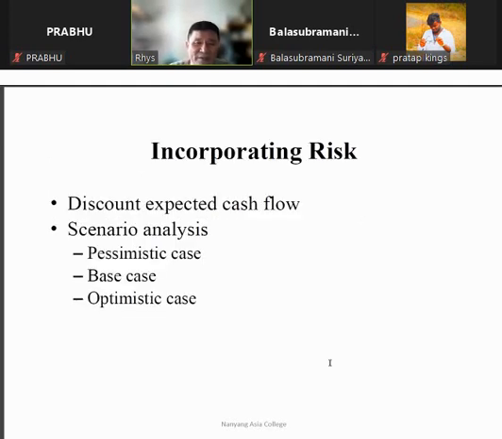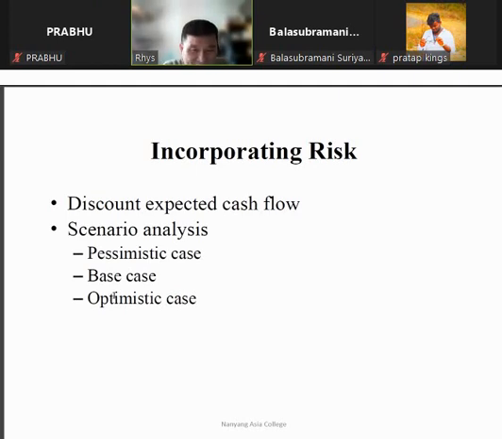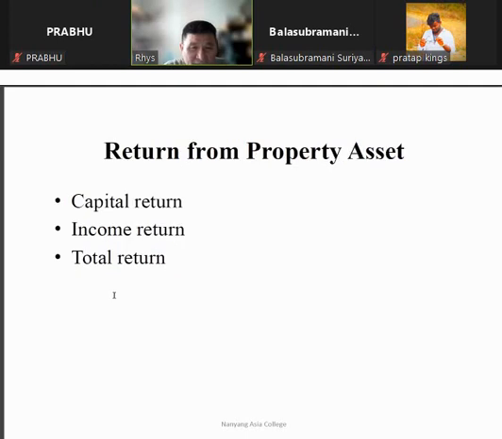Okay, incorporating risk, discount expected cash flow. They have a discount in terms of borrowing from the bank; if you have a cash flow problem, then you borrow, and you have to pay interest. All right. So scenario analysis: pessimistic, base case, and optimistic. There are three categories that you do the scenario analysis on. Okay. Return is also the same.